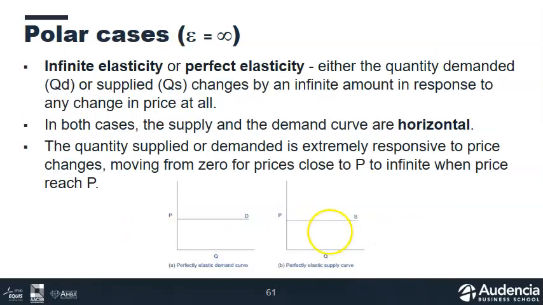There are polar cases. We saw in the previous example that a demand that was like this was more inelastic, and as it became flatter, it became more and more elastic until we get to perfectly flat, where it's infinitely elastic. You can't increase the price. If you increase the price, nobody buys. So this is an infinitely elastic demand, and this is infinitely elastic supply.